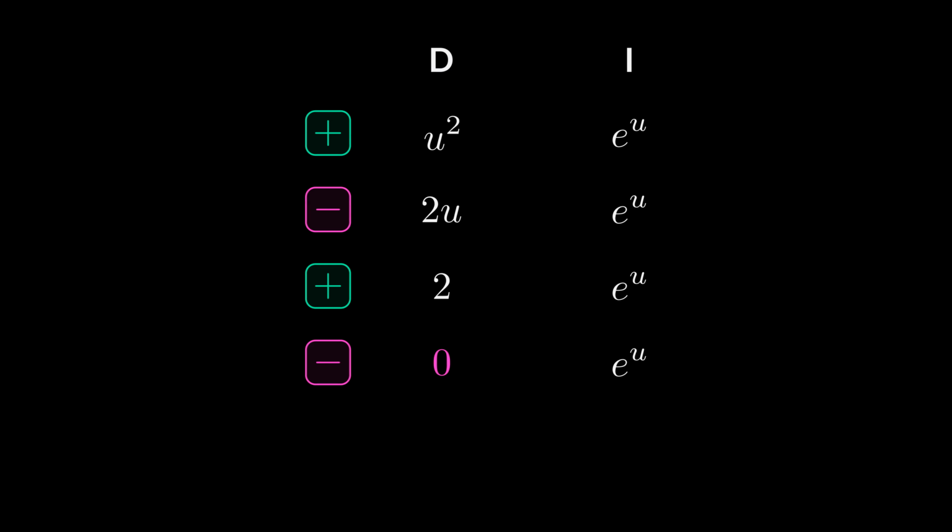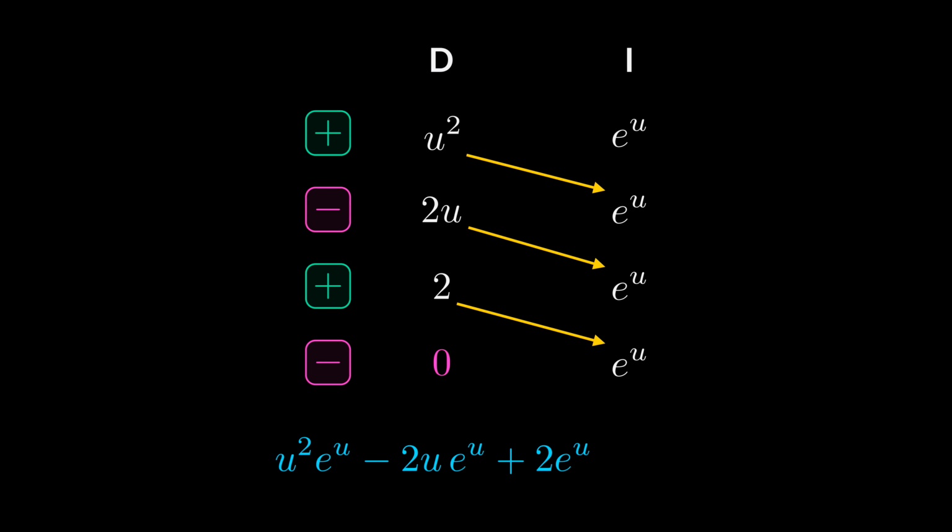To read off the answer, you multiply along the diagonals. Plus u squared e^u, minus 2u e^u, plus 2 e^u. And the 0 row wipes out everything past it. That's the signal to stop. Stick the constant on the end, and the u world is finished. Two rounds of parts in one clean sweep.